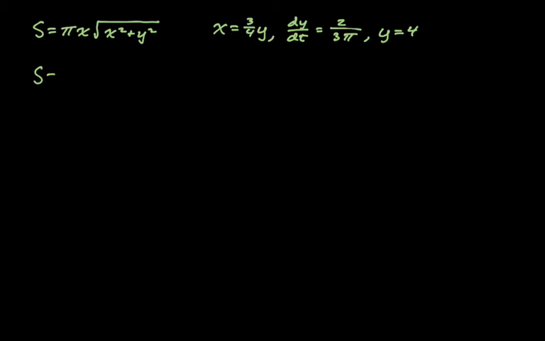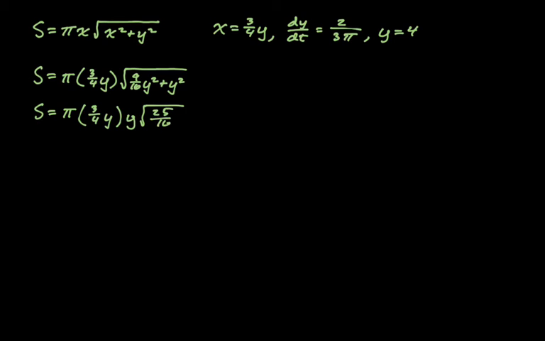So let's change S so it's a function of y instead of a function of x and y. Our x is 3/4 y, so x squared is 9 over 16 y squared. There's a lot you can do with this, in particular that radical. I can take y squared out of both things in the radical, and the square root of y squared is y. And then in the radical, you have 9 over 16 plus 1, which is 25 over 16. And then the square root of that is 5/4. So overall, we can do 3 pi over 4 y, times y, times 5/4.